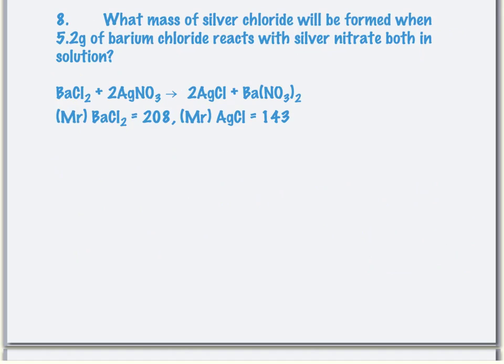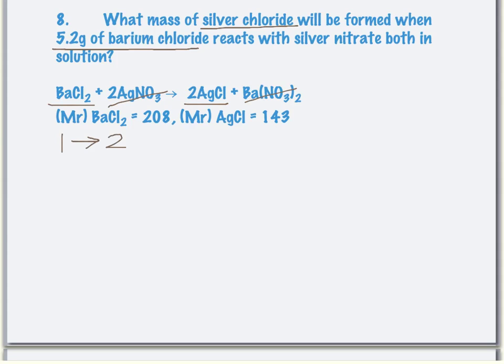So this time we have silver chloride being formed when 5.2 grams of barium chloride reacts with silver nitrate, both in solution. Okay, so we want to know how much silver chloride, AgCl, will be formed when we have 5.2 grams of barium chloride. So there's our barium chloride, and we can ignore the silver nitrate and the barium nitrate.